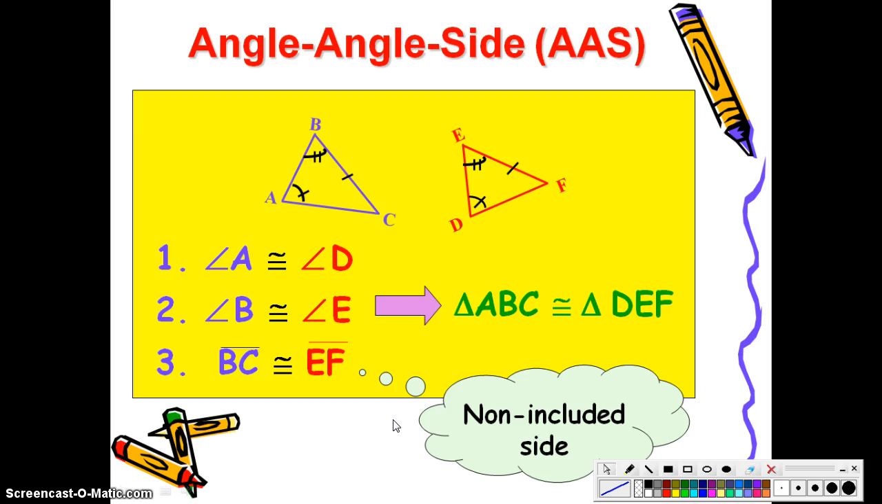We have angle, angle, side. So angle A corresponds to angle D. Angle B corresponds to angle E and are congruent. And then BC is congruent to EF. This is our non-included side. So the side cannot be between the two angles. And also it has to be the same side in both triangles. So you see how BC is opposite angle A? Well, the non-included side on triangle DEF, EF has to also be opposite the corresponding angle D. So they have to be in the same location.